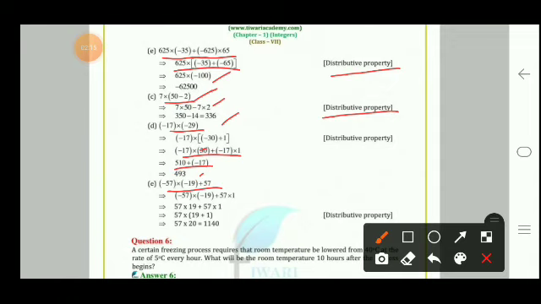So we have here minus 57 into minus 19 plus 57 into 1. So we are writing here 57 into 19 plus 57 into 1. Then taking 57 as common, again we have the distributive property. So 57 is common here, and within the bracket we have 19 plus 1, that is 20. 57 into 20 is 1140, which is the answer.